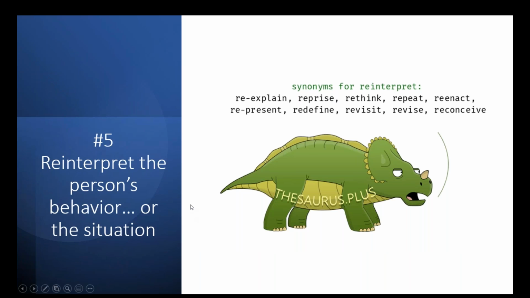Reinterpret the person's behavior or the situation. We get mad or frustrated with them not trusting us. Guys, should they trust us? Do they know us? Do they know what we've done for other clients? We're in an industry where they should generally trust advisors or not trust advisors. Should they trust us? No.